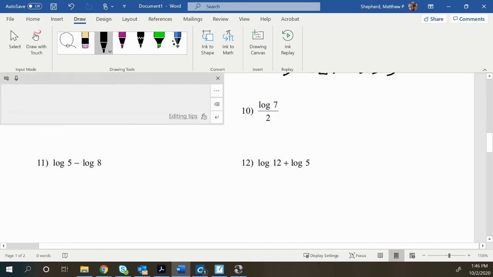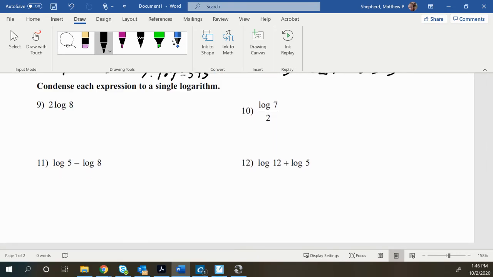All right, so next we're going to condense. So this is where we are now going to use those properties that I talked about earlier. So first I see the power property. I know it's the power property because I'm multiplying a number outside of the log. So 2 times log of 8 is the same statement as log of 8 to the power of 2. Or in other words, log of 64.